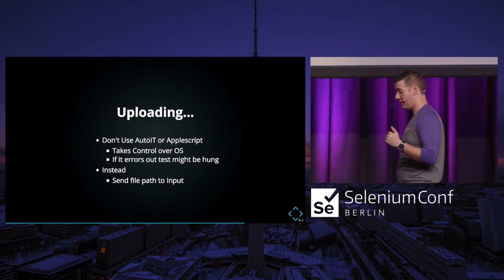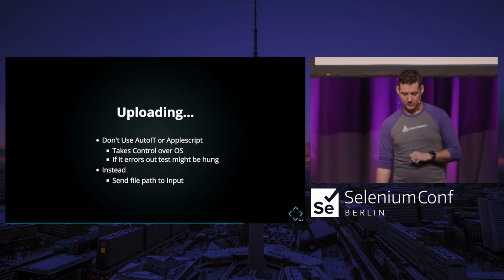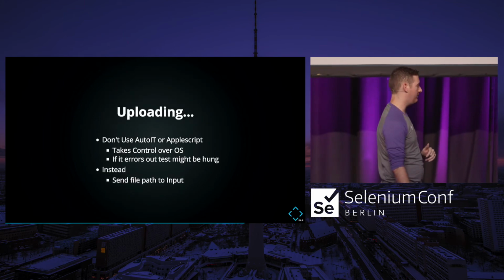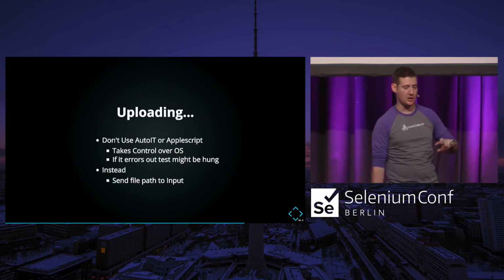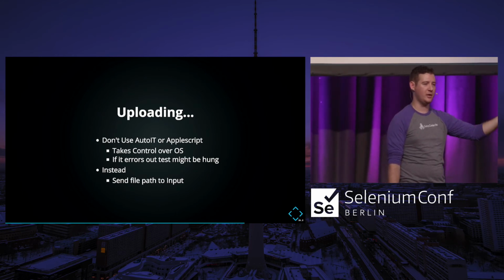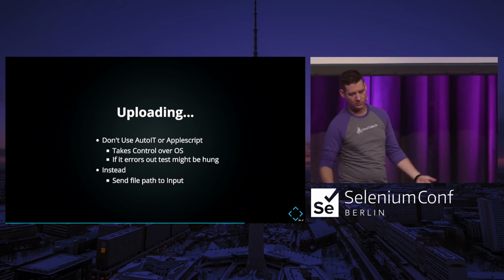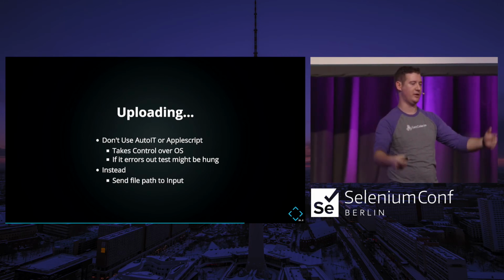So instead, the easier way is to just send a file path to the input, which I don't have the code up here for. Fantastic. I will update this slide with the actual code on how you would do that. You can automatically get a file from your directory, turn it into a string, pass the string into the input box, click submit, and then it will automatically load your file up for you.